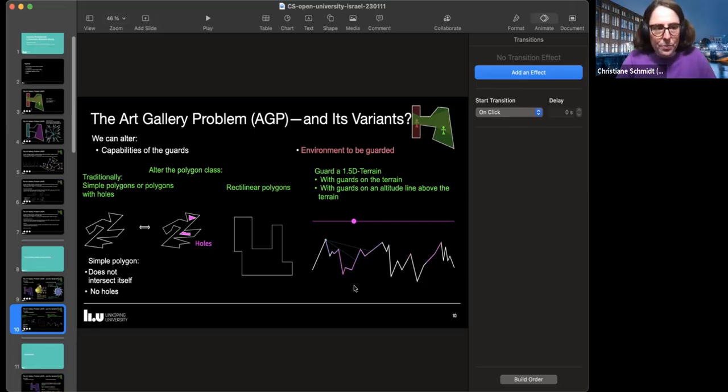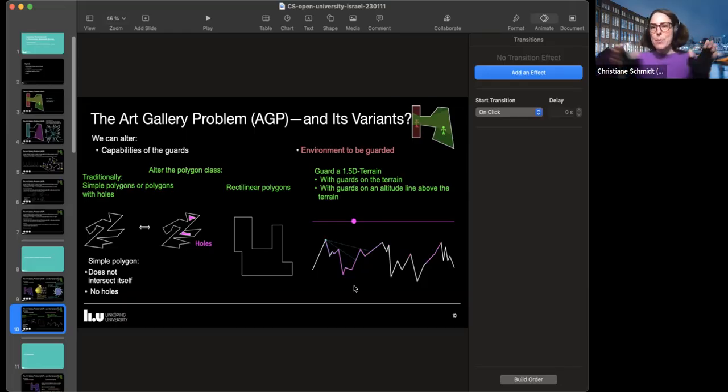There are exact algorithms for guarding a 1.5D terrain from an altitude line. It's the same as having what we call a mountain polygon, where you have one line and kind of a histogram, but it's just an x-monotone chain. What we call weakly visible polygons is harder.